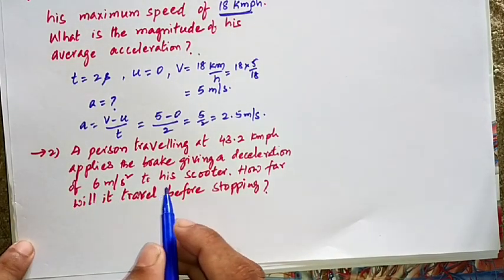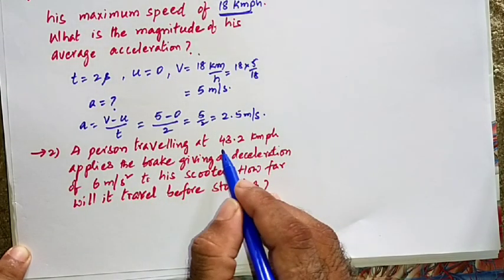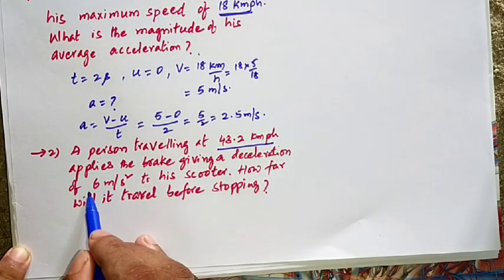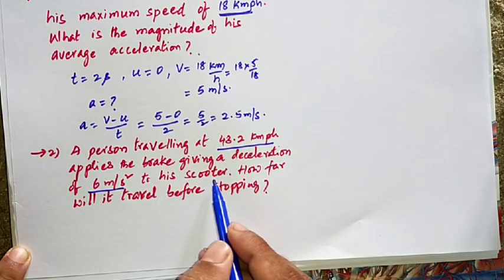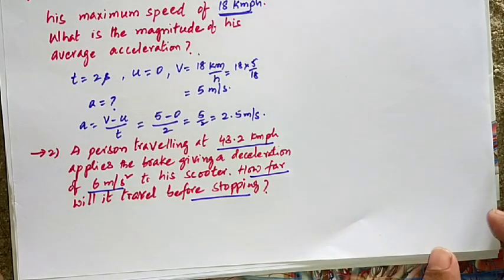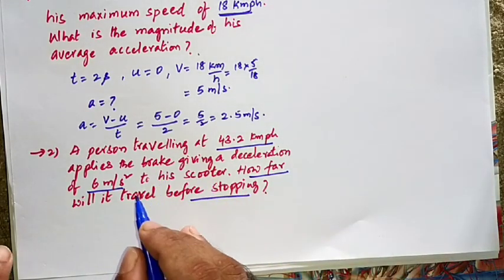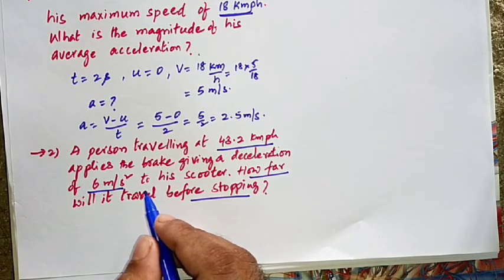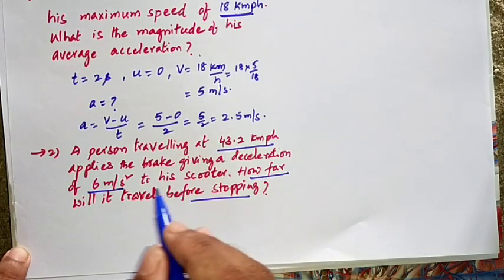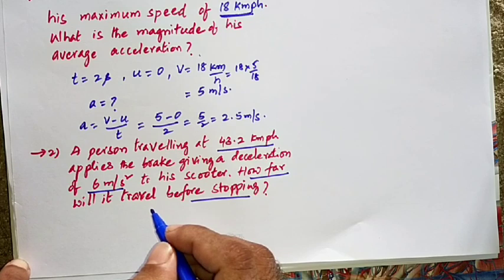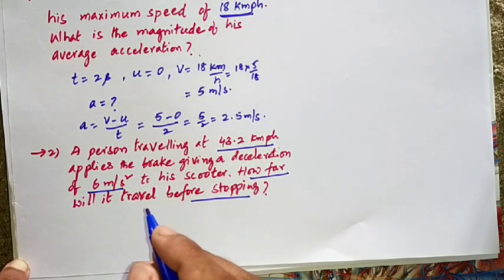You now see the second question. A person traveling at 43.2 km per hour applies brakes, giving a deceleration of 6 meters per second square to his scooter. How far will it travel before stopping? Okay, this is the question. So you pause the video and take the question and try to solve it your own self. If you did not get the answer, or if you want to verify the answer, or if you have any doubt, then you continue watching the solution.